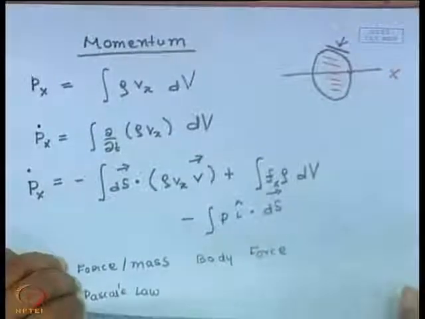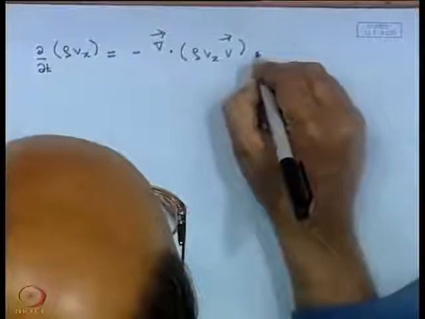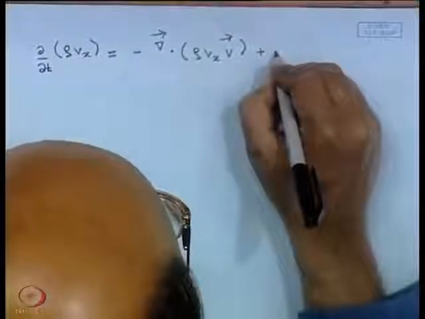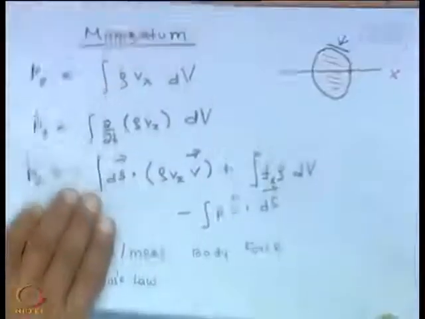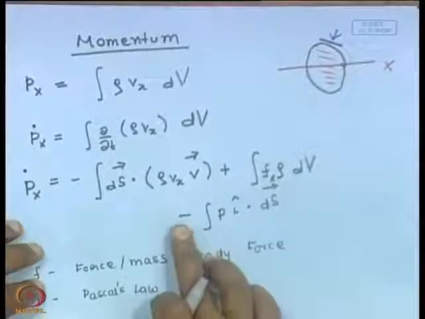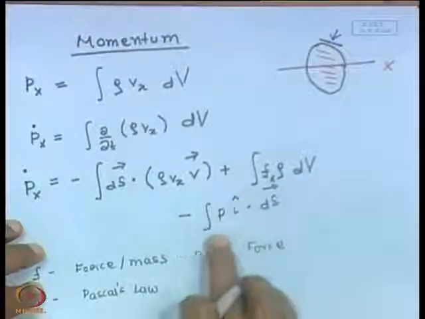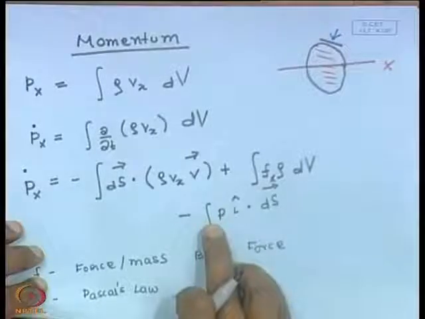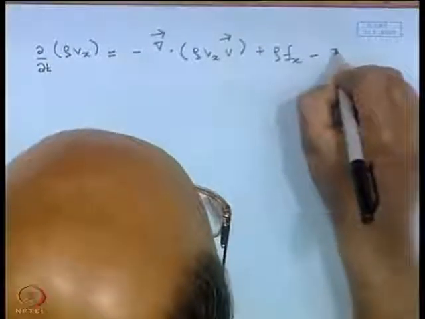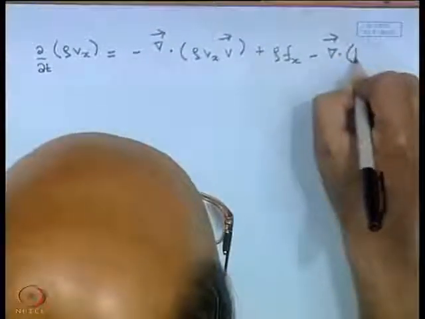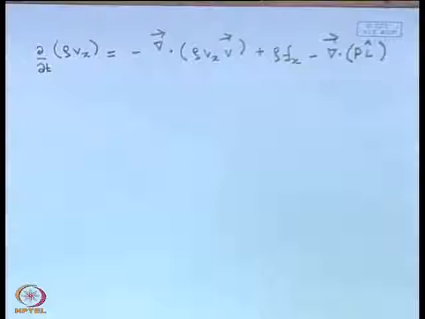So, what I have is plus rho into Fx, and then I have to take the divergence of this term, and the divergence of this term is going to be minus the divergence of P into i. So, this is the conservation of the x component of the momentum.